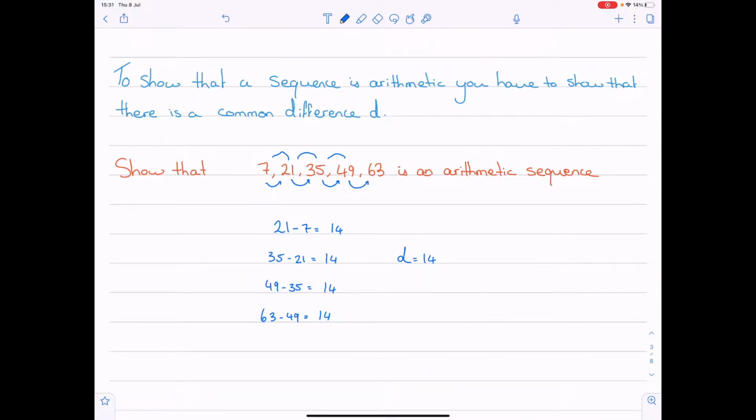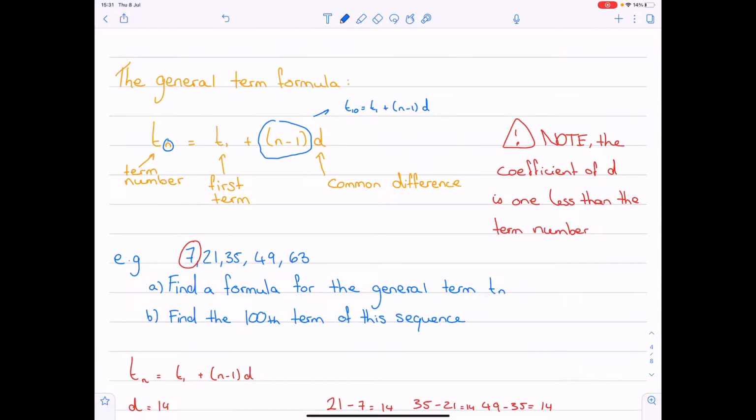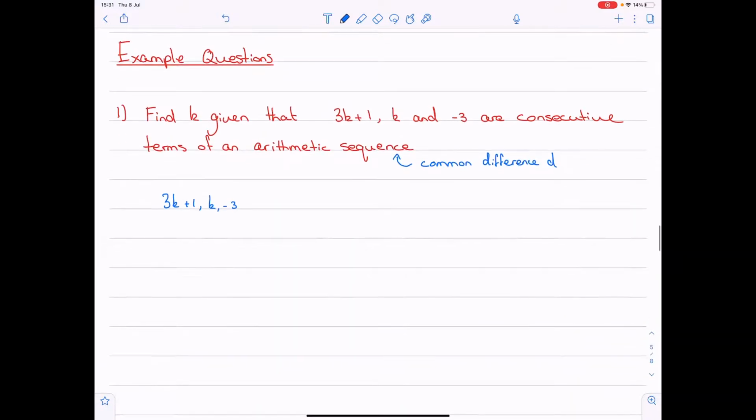So here we had an arithmetic sequence and we found the common difference between each one to show that it was an arithmetic sequence. So we found the common difference was 14 between the 21 and 7, 35 and 21, and 49 and 35. So all we're going to do is exactly the same, showing that the common differences are equal, because we already know that it's an arithmetic sequence. So all we have to do is show that this difference here is the same as this difference here.